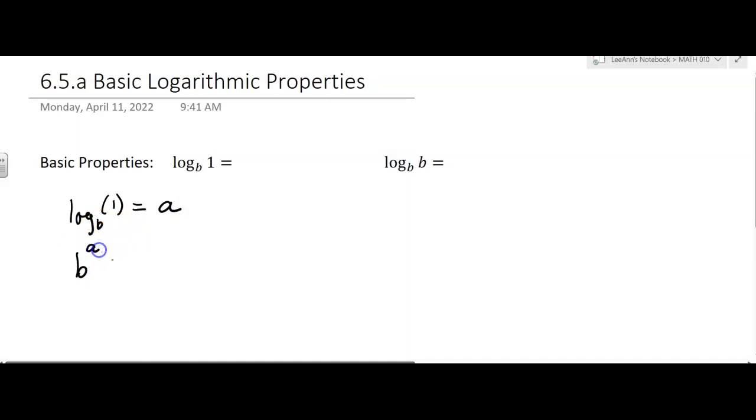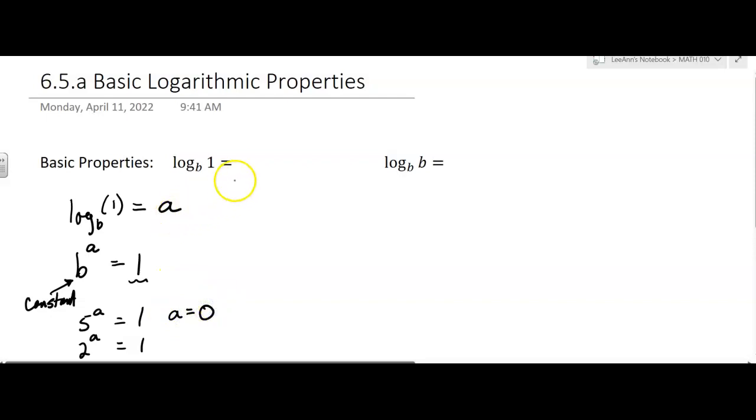b to some power of A equals 1. Now remember, this is a constant. The base of our logarithm is not a variable, but a constant. It could be 2 or 5. But if I'm going to get a 1, like say I had 5 to some power equals 1, or 2 to some power equals 1, that power has to be 0. A has to equal 0 then.